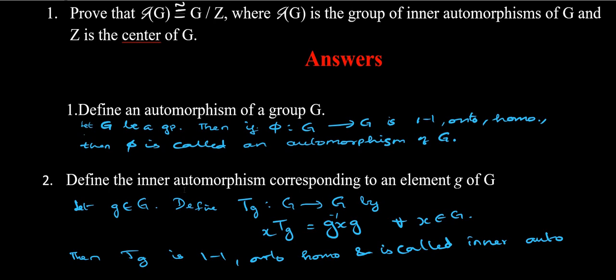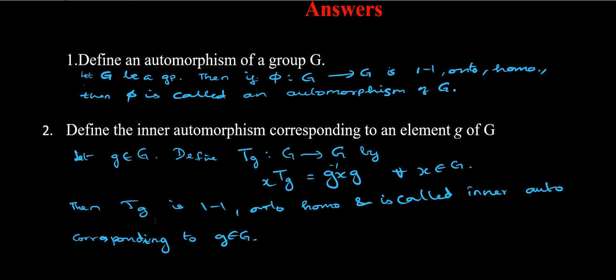Next is the definition of inner automorphism corresponding to an element g of G. We'll consider G to be a group and small g to be a member of capital G. We define this mapping T suffix g from G to G by: it takes any element x to g inverse x g for every x in G. Then this Tg, you can easily prove that to be one-to-one, onto and homomorphism.